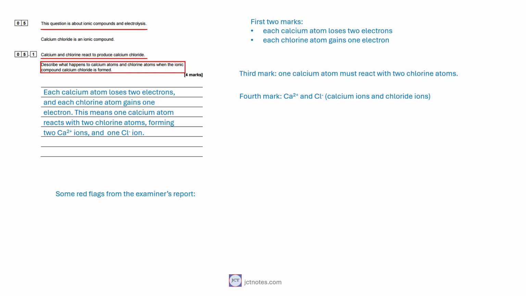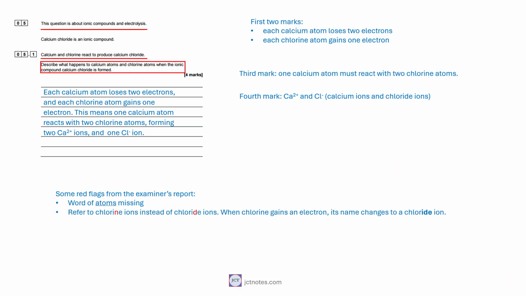The examiner raised some red flags. Although the question asked to describe what happens to atoms of calcium and chlorine, many failed to include the word atoms when referring to calcium and chlorine. Calcium and chlorine refer to the elements in bulk, not to individual atoms. Many students incorrectly referred to the product as chlorine ions. Remember, when chlorine gains an electron, its name changes to a chloride ion. Also, some students correctly described the transfer of electrons, but then accidentally said the atoms share electrons. Sharing is covalent bonding, but this is strictly ionic bonding.